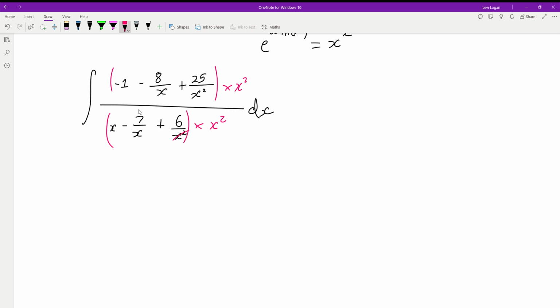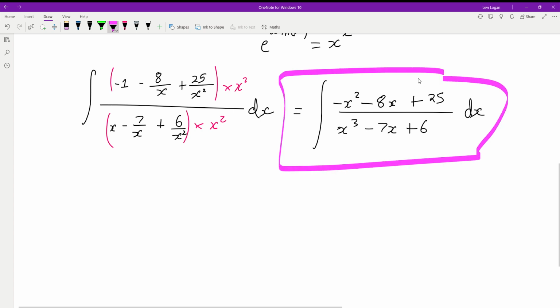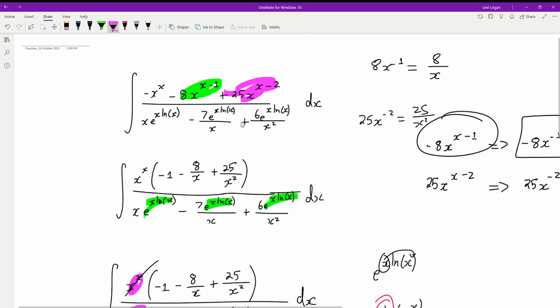That will be an x on the top and an x cubed on the bottom, so we won't have x's in the denominators on everything. If we apply that, we're going to have the following integral: negative x squared minus 8x plus 25 over x cubed minus 7x plus 6 dx. Ta-da! We've now got still a really hard integral, but it's a lot easier than what we started with.